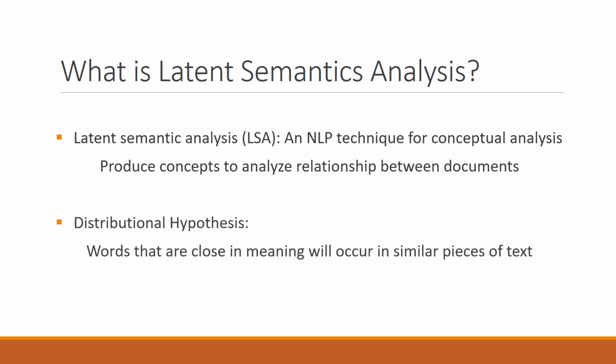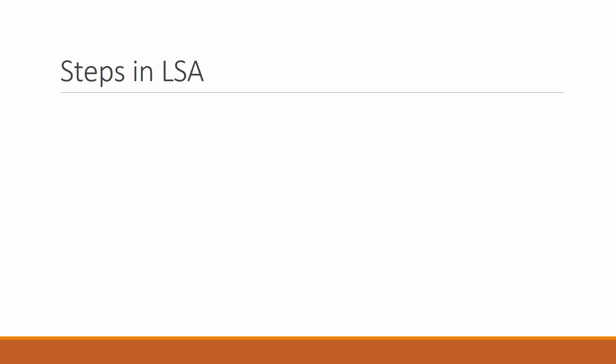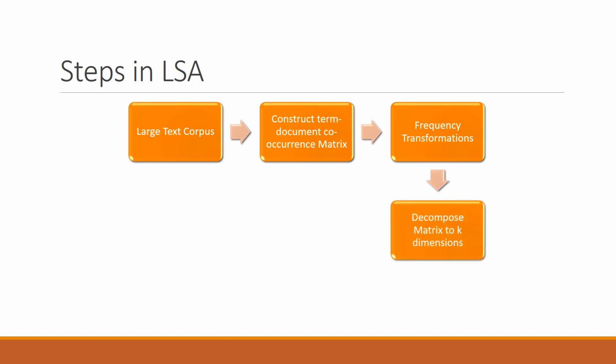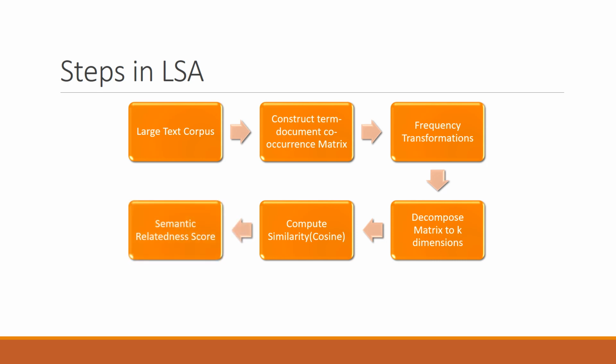It takes into account the distributional hypothesis that states words that are close in meaning will occur in similar pieces of text. Let's look at the steps involved in LSA. We start with a large text corpus including hundreds of documents from various areas of study. We then represent this corpus as term document co-occurrence matrix. Then we perform certain frequency transformations on the matrix, after which we decompose the matrix to key dimensions and compute similarities between terms and documents to get the semantic relatedness score.